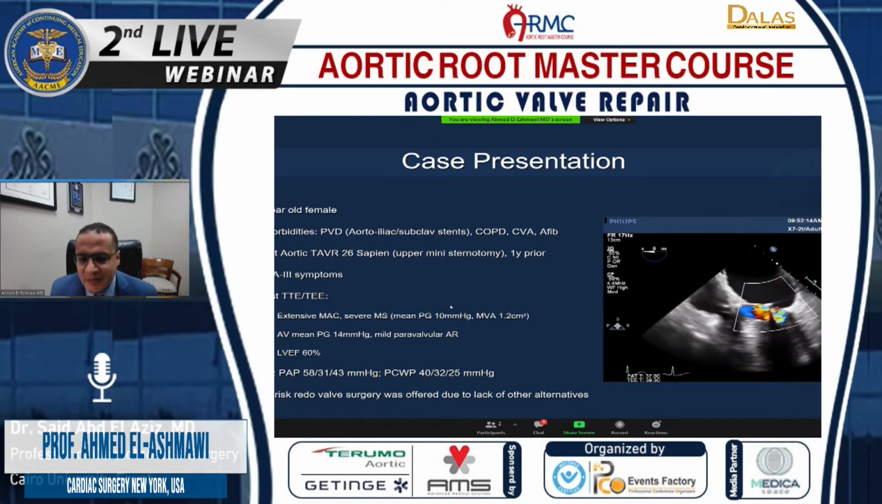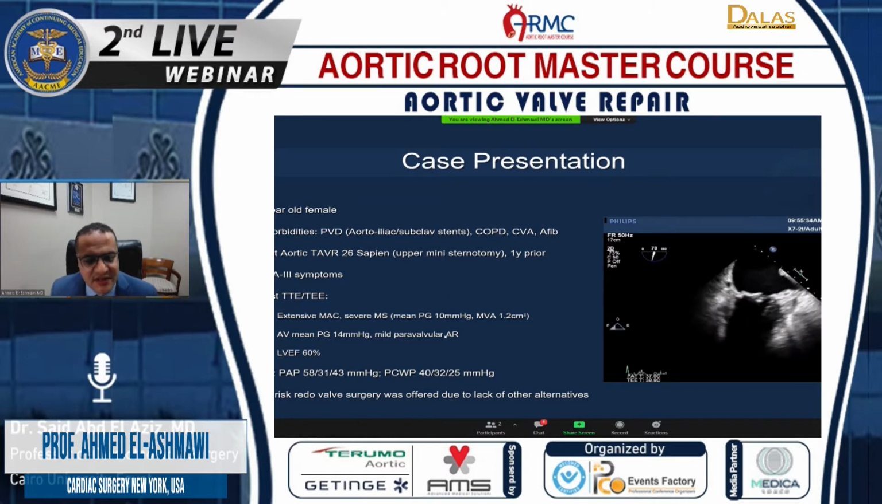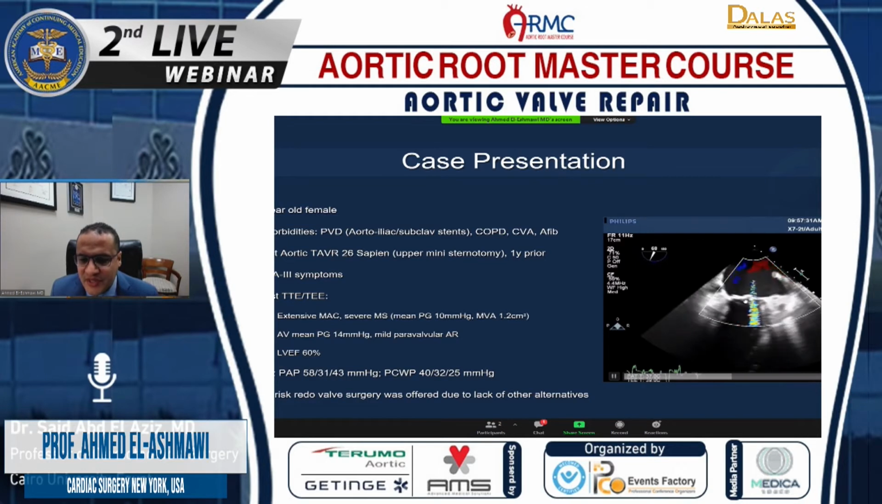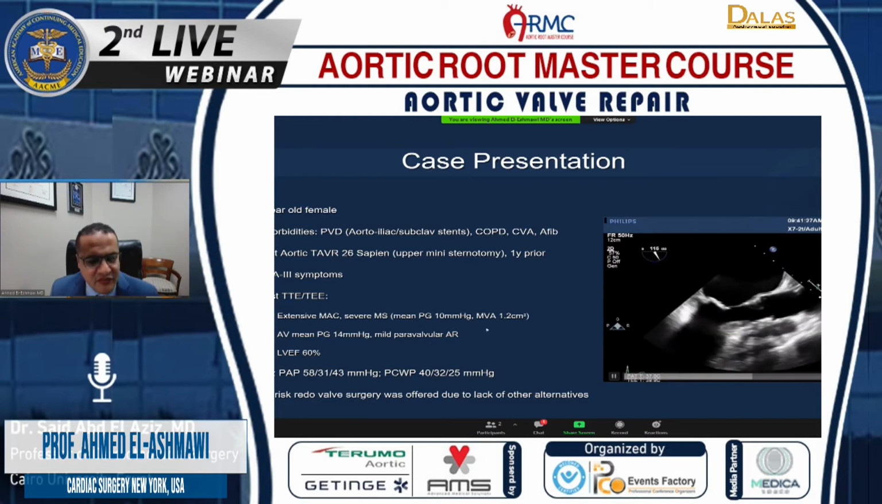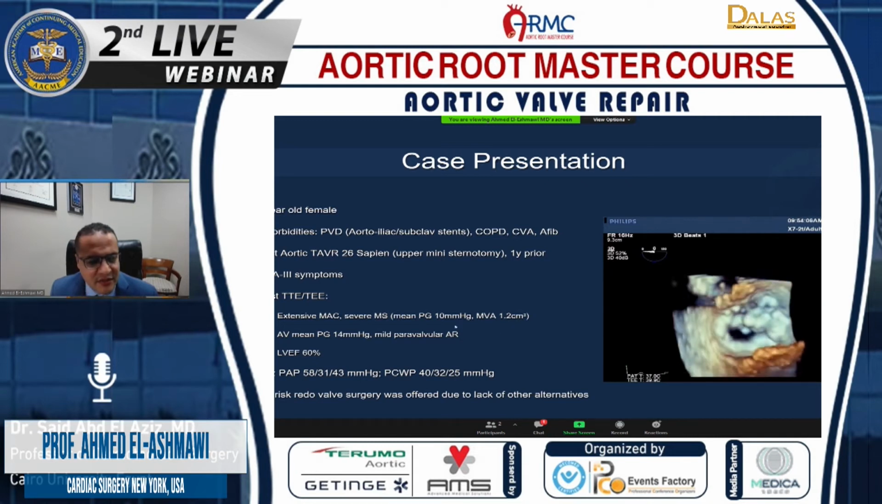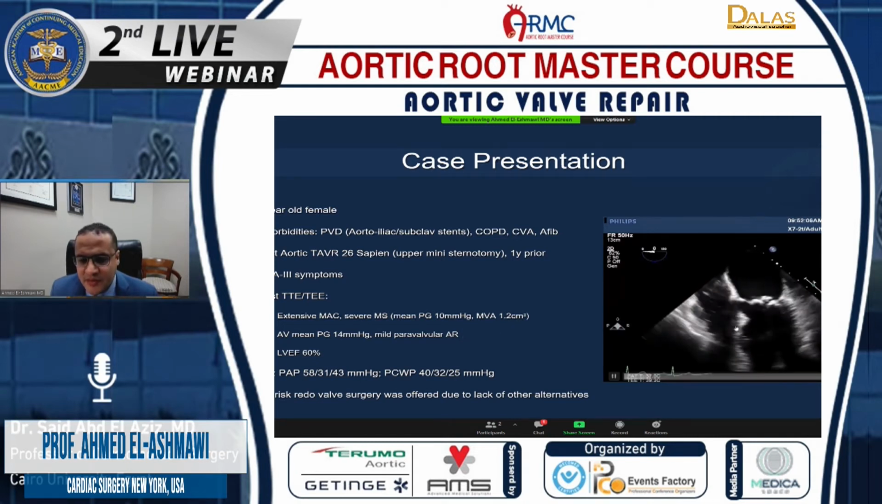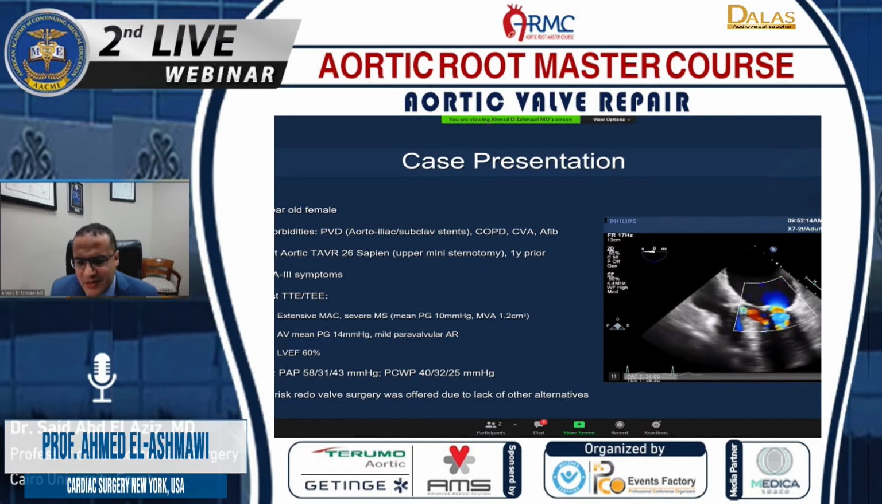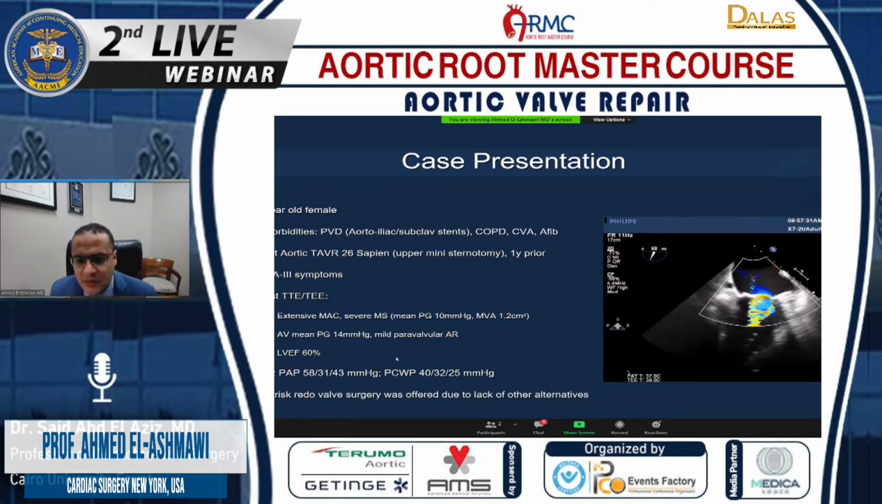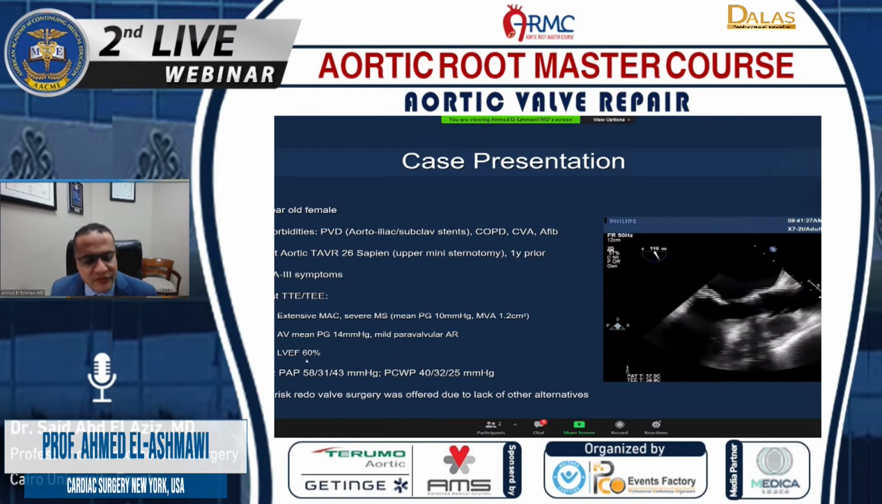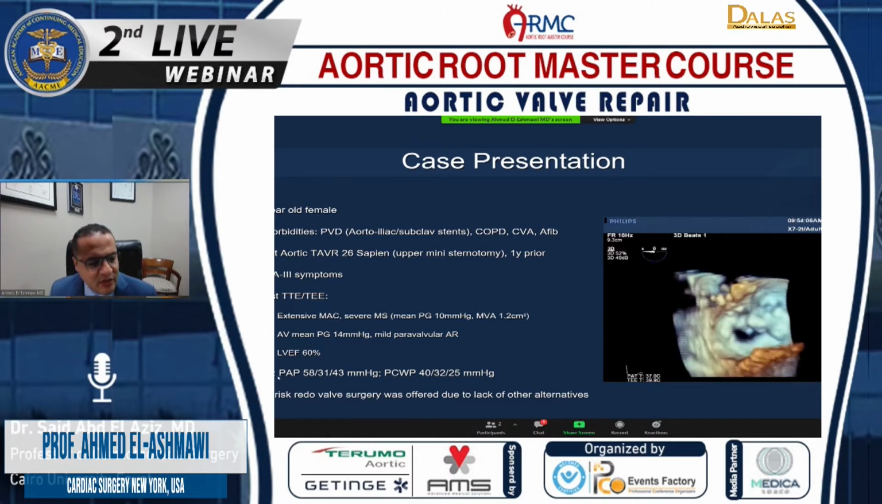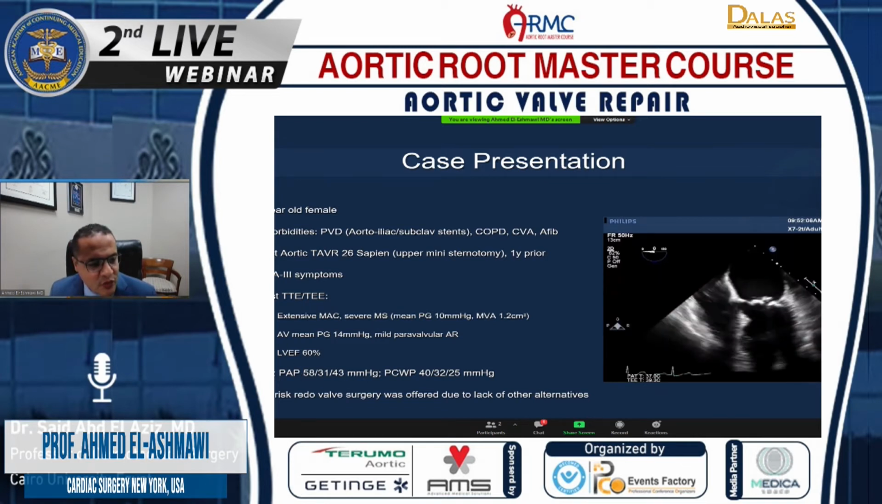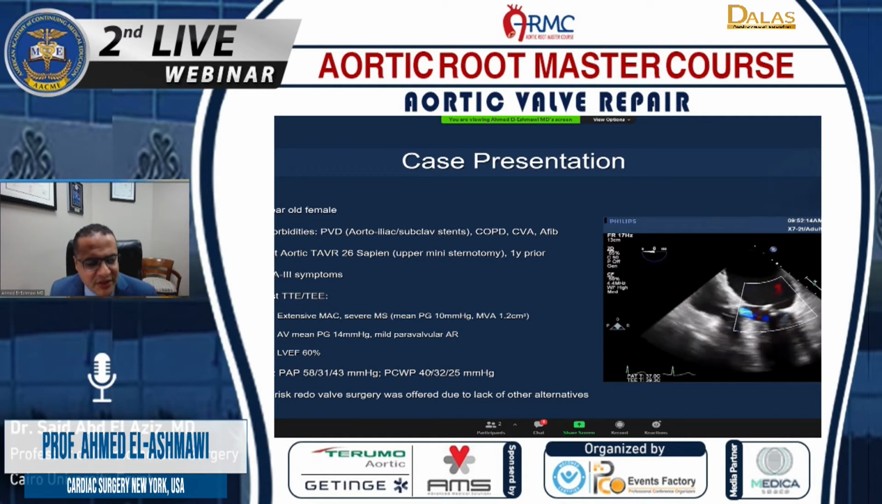When we repeated the imaging, including TEE, as you can see, there is a significant degree of mitral annular calcification, severe inflow obstruction, and a mean gradient of at least 10 millimeters of mercury across the mitral valve at rest. Her TAVR was working fine, maybe some mild paravalvular leak, not surprising, and good left ventricular systolic function. When we did a right heart cath, the patient had all the stigmata of mitral stenosis, as you all know: severe pulmonary hypertension, and her wedge was 40.